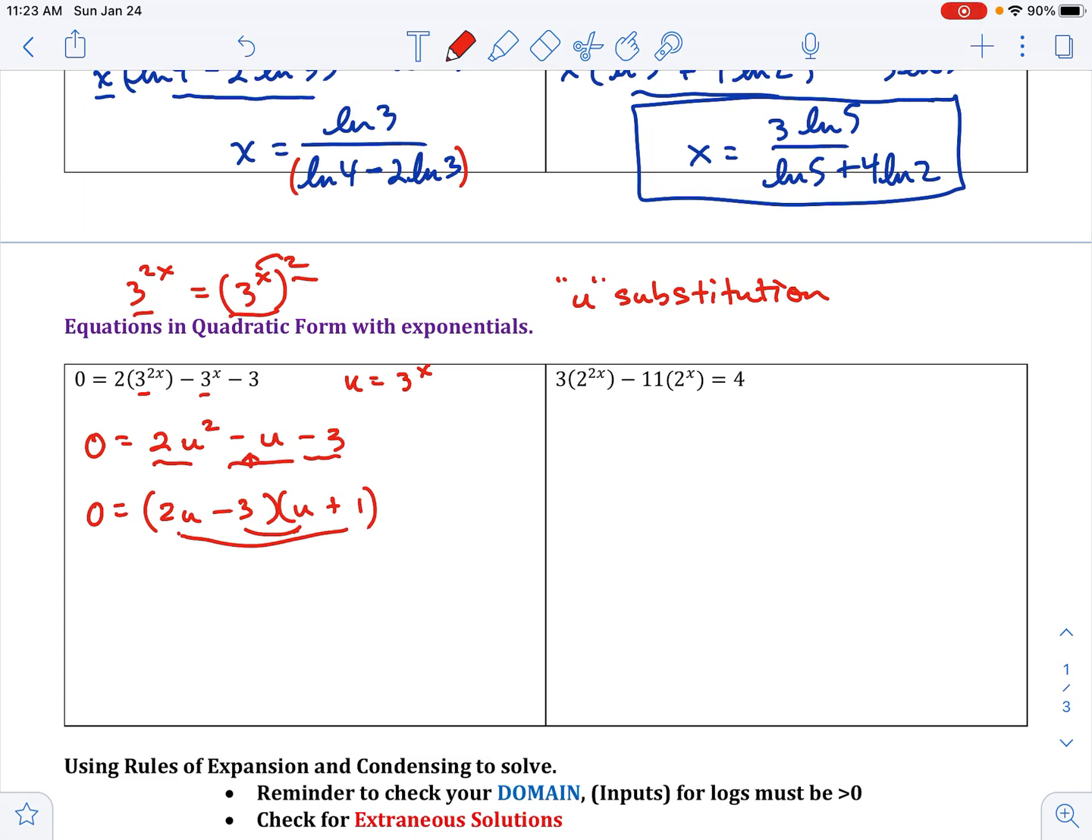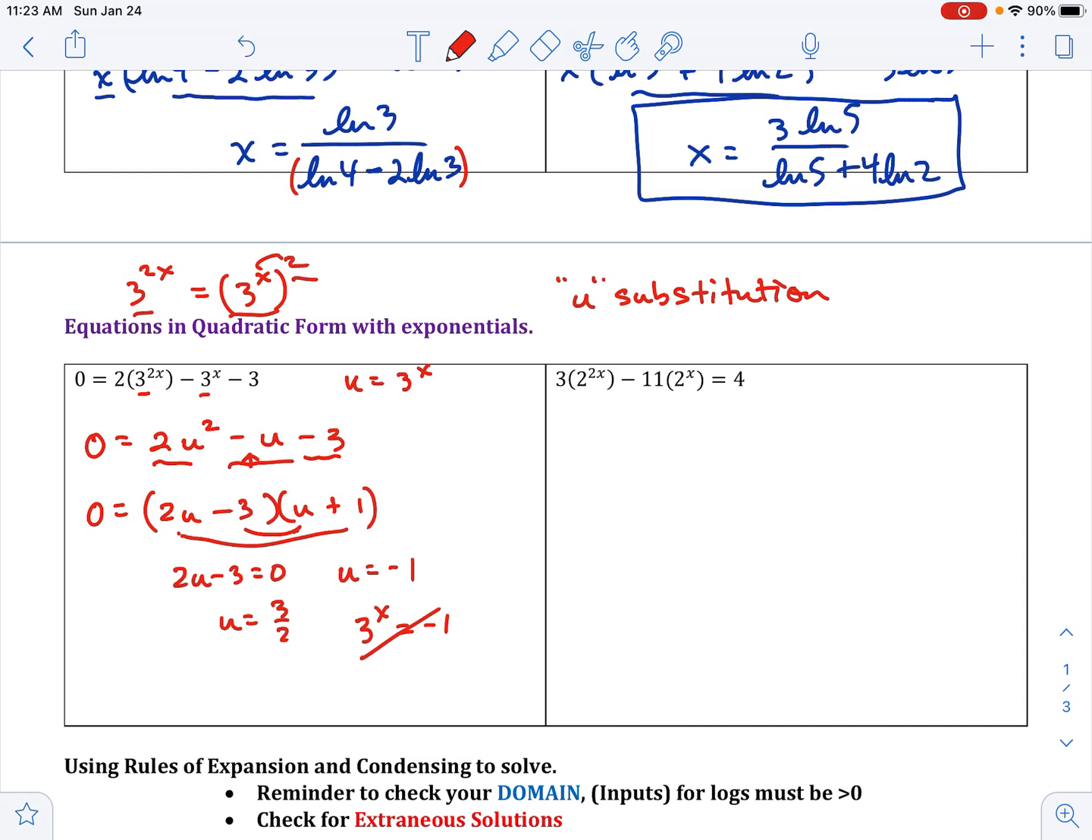All right, so from here, now I've got 2u minus 3 equal to 0, or u equal to 3 halves, okay, and then u equal to negative 1. Now I've got to change it back. So 3 to some power is equal to negative 1. Well, we know that there is no exponent in the world that will ever give us a negative number. So therefore, this is an extraneous solution. We can't use that one.